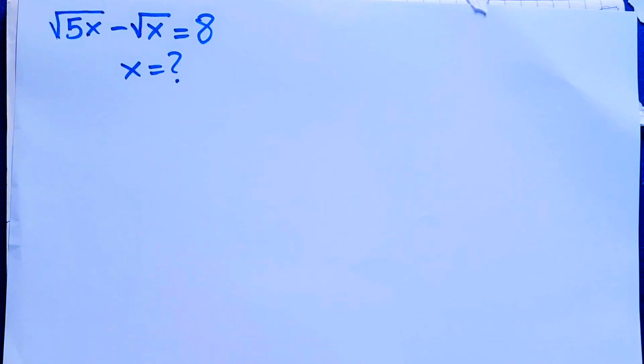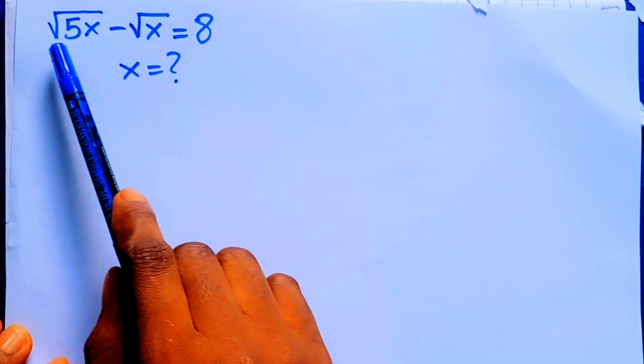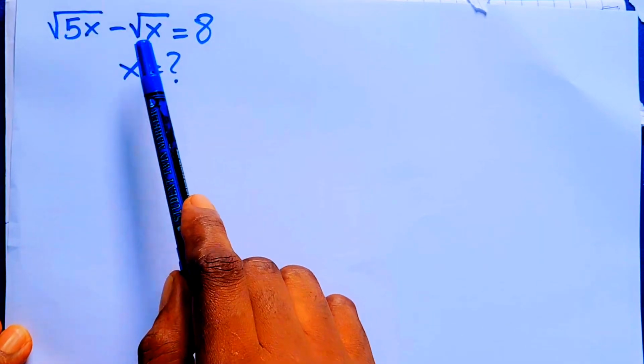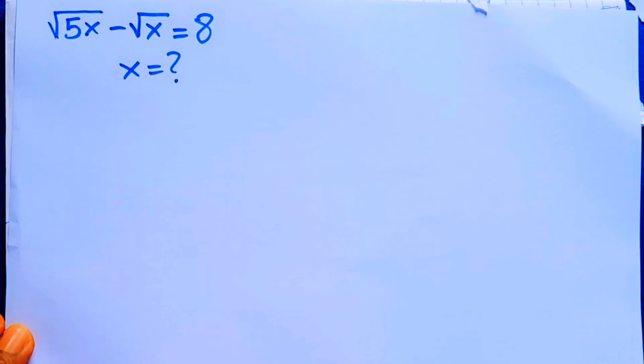Now, most people could not solve this particular question because what they did was to subtract square root of x from square root of 5x, okay? Because they are seeing x here, they are seeing x here, they just subtracted it straight away, and that is very wrong, okay? Now, let's solve this together.